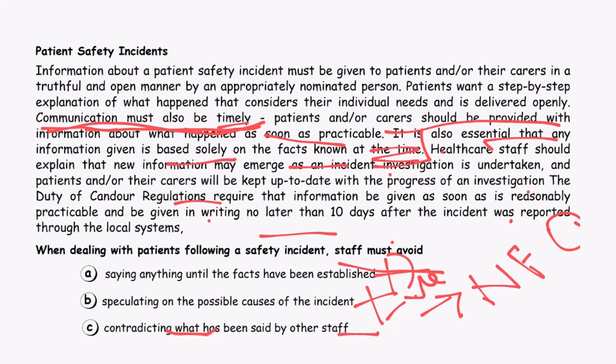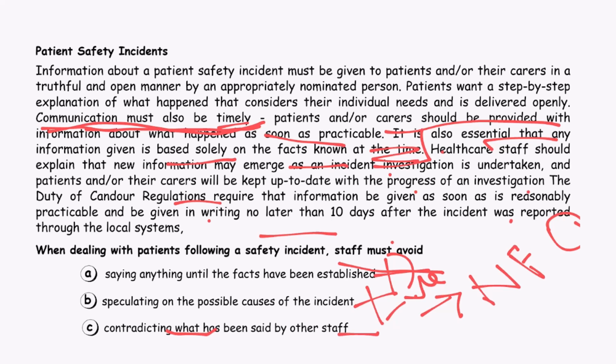So B is completely beyond the information. A is a little bit wrong information. And C is the exact one they have mentioned: staff must avoid contradicting what has been said by other staff. All right, I hope you got the point. Now we can correlate with the definition and with the actual performance.